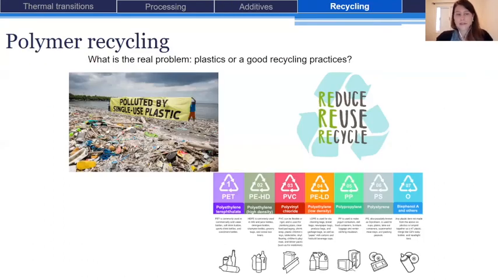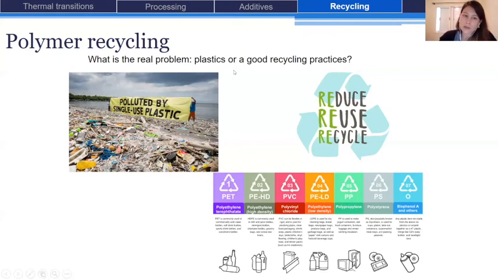So finally, let's talk a little bit about polymer recycling, because when we are thinking about pollution, generally we think about plastics and the polymers are pointed out. But in this class, we introduce the fact that a large part of polymers can be recycled. And so what is the real problem? Is it plastics or good recycling practices?